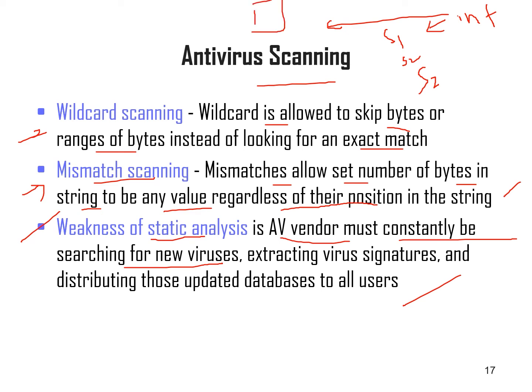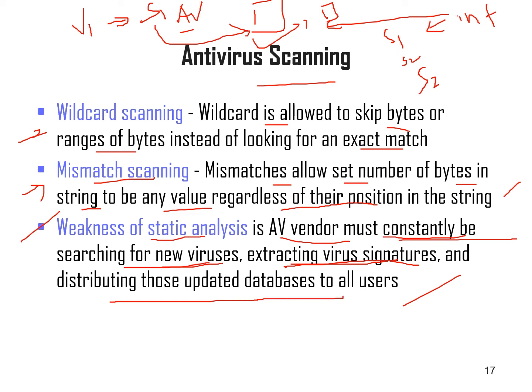So this research is happening in the AV vendor's office. The weakness of static analysis is that the AV vendor must constantly be searching for new viruses and extracting the virus signature. If there is a virus V1, I have to extract the signature, say for example S1. This has to be fed into the database and checked against each and every file while doing the scan. So this is the process happening in the post-AV static analysis procedure: searching for new viruses, extracting the virus signatures and distributing the updated databases to all the users. So this is the weakness of static analysis.